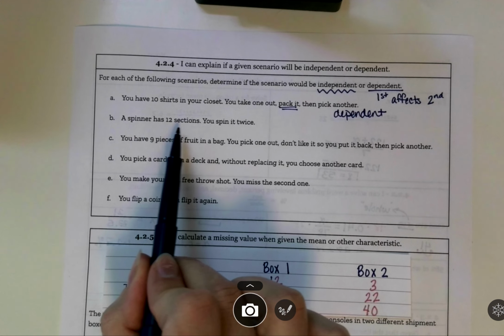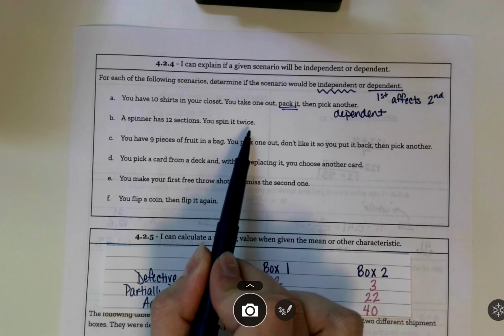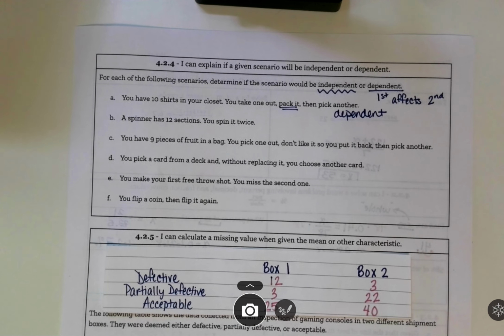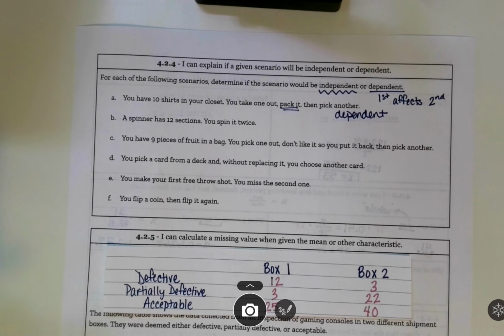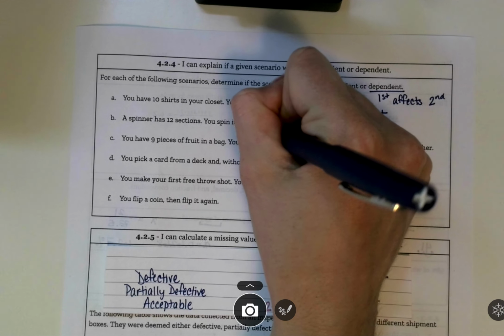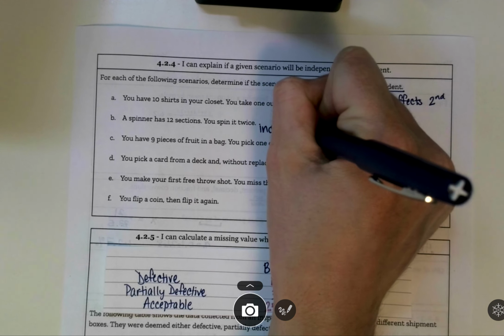A spinner has 12 sections and you spin it twice. When we spin a spinner, it's not like if I land on something, I remove it, and it can't land on it again. I could spin it twice. I maybe spin different things. So this would be independent. Those 2 events do not affect each other.